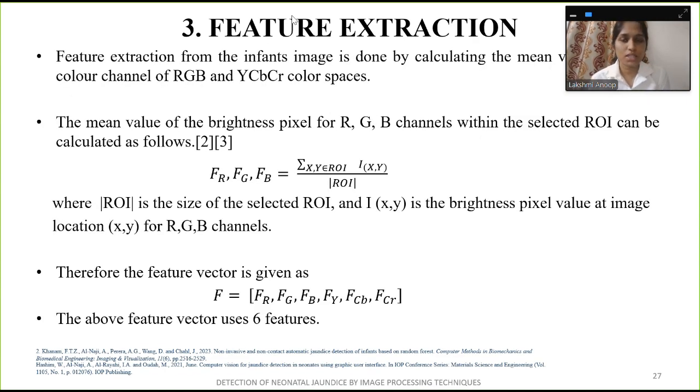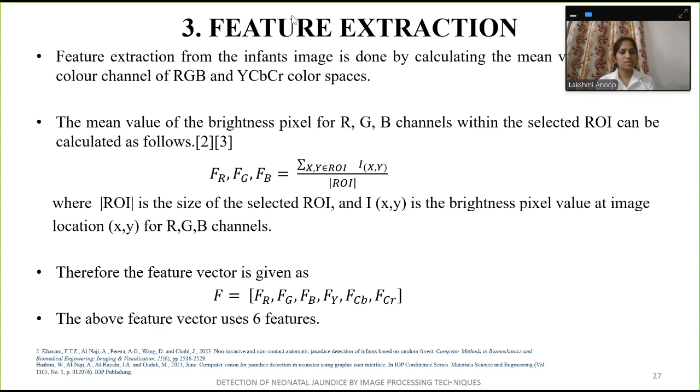The next step in the skin detection is feature extraction. Feature extraction from the infant's image is done by calculating the mean value of color channels of RGB and YCbCr color spaces. The mean value of the brightness pixel for RGB channels within the selected ROI can be calculated as follows. FR, FG, FB equals sigma over x, y in ROI of I of x comma y divided by the size of the region of interest, where ROI is the size of the selected region and I of x comma y is the brightness pixel value at image location x comma y for RGB channels.